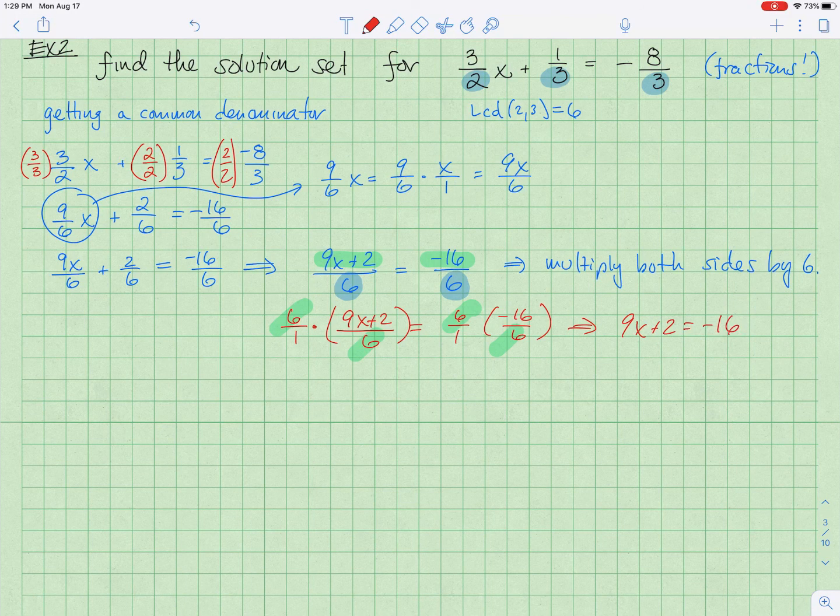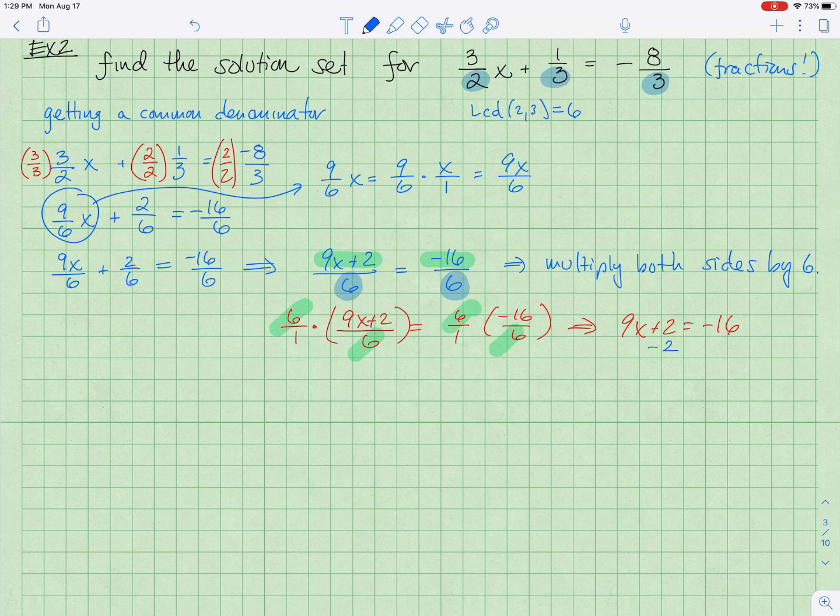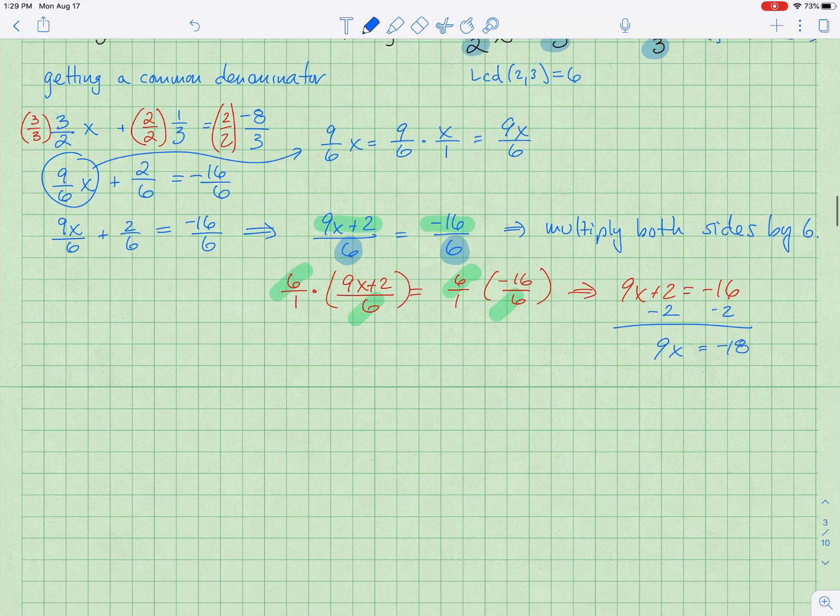And then we can subtract 2 from both sides. Minus 2, minus 2. That is going to give us 9x is equal to negative 18. And then, of course, we can divide both sides by 9, and we get x is equal to negative 2.